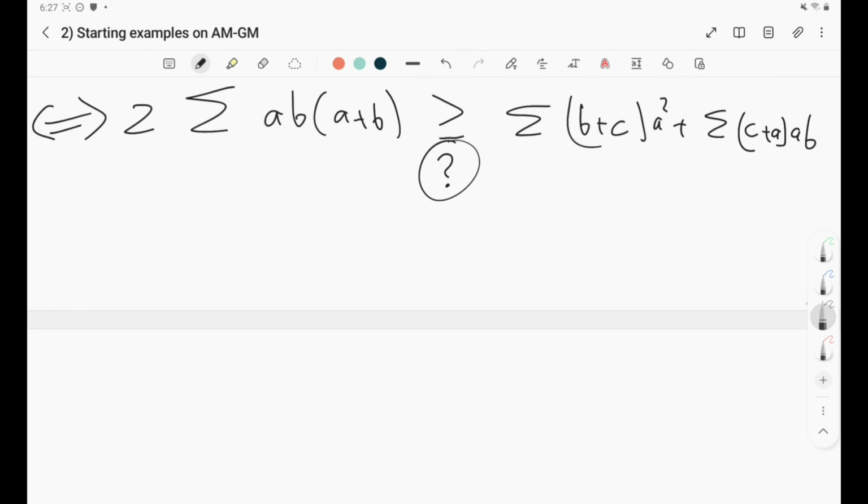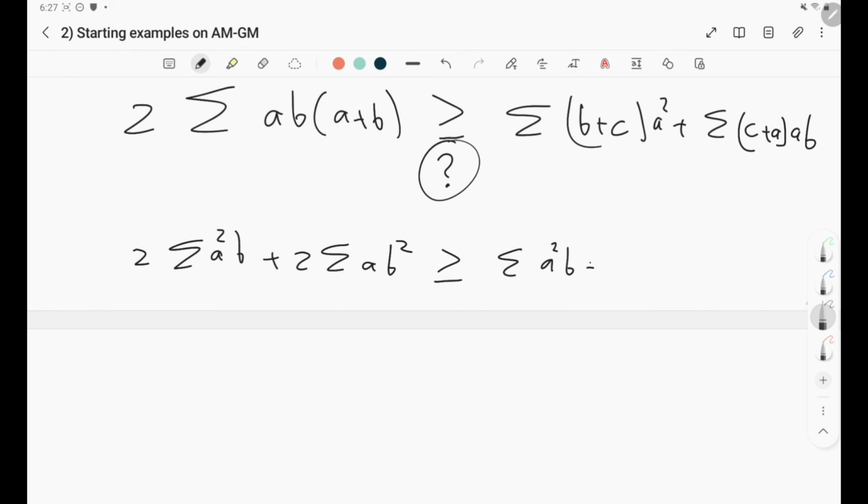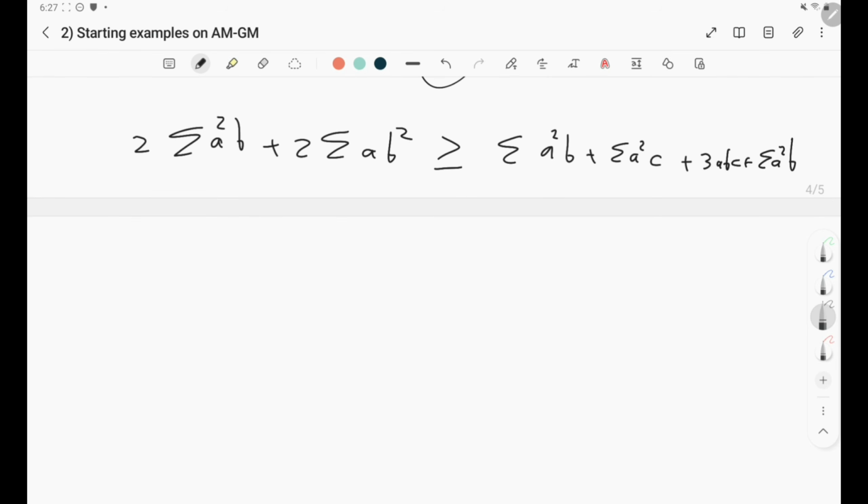So basically, now the LHS, if we expand it, it's easy. It's simply 2 and A square B. So 2, this, that. Here, however, we have A square B, and we have A square C, and okay, sigma ABC is just 3 ABC, and sigma A square B.